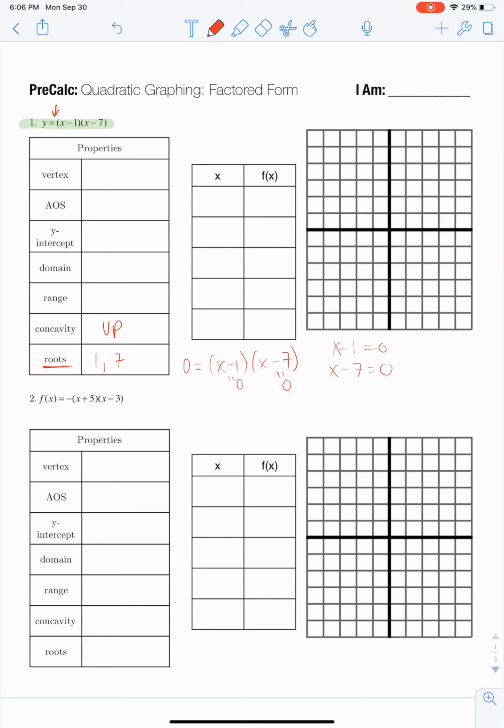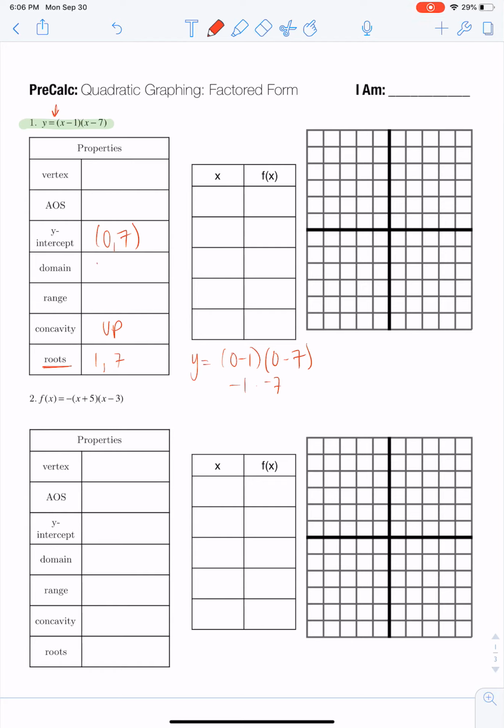If I'm looking at this function here, I can plug in 0 for x to find my y-intercept. So if I go ahead and plug in 0, I can see that y is equal to 0 minus 1 times 0 minus 7, or negative 1 times negative 7, which is going to give me positive 7. So 0, 7 is my y-intercept.